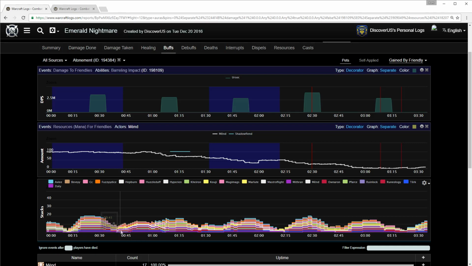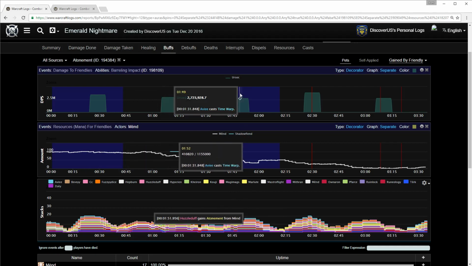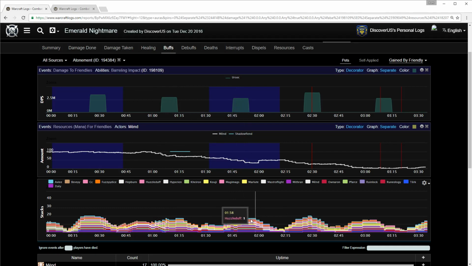I didn't quite get up to 20 atonements here, which I wish I would have. That probably would have got a better parse, but really it doesn't matter. We killed the boss, and I still got a pretty decent parse regardless. Obviously you can see here, every single burst I spike up. I may be a little bit off in timing here. It looks like I got 20 stacks late, maybe 18 stacks late.